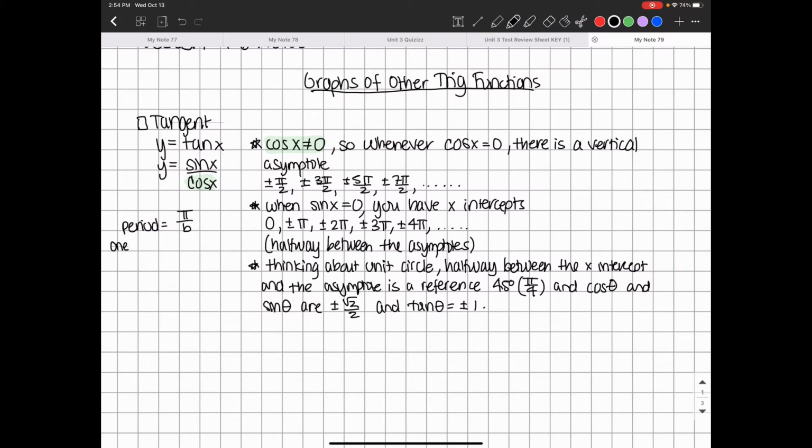I also want to keep in mind that one cycle is from negative pi over 2b to pi over 2b. So this is one cycle. The period, from asymptote to asymptote, is pi over b. That's the horizontal length of the period. One cycle is from negative pi over 2b to pi over 2b. And the other thing I need to know is that the vertical asymptotes are at the end of each cycle.